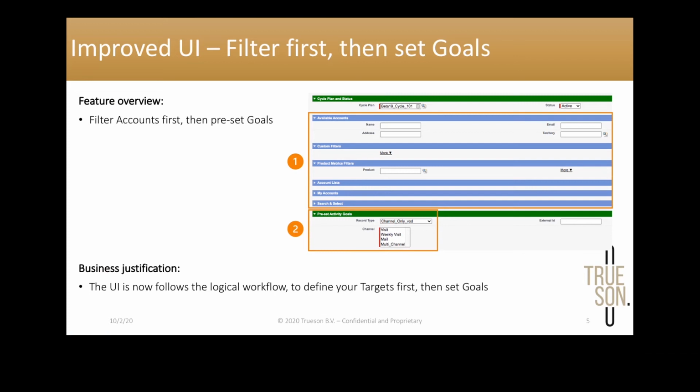So first point, improved user interface. We now have a page where if you want to add targets and goals, you do it in exactly that order. So previously, we first set the goals and then filtered the targets. We got feedback that from a user perspective, this was not so logical. So we changed the page layout. So basically, you first filter your accounts using the different filters available to you, custom filters, product metrics filters, account lists, etc. Once you've reached your target group through the search, you can then set your goals across the channels and products. So this is just a more logical flow. First, you define the targets, then you set the goals.